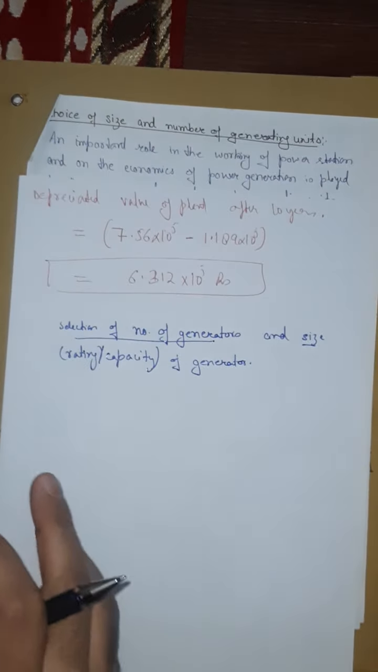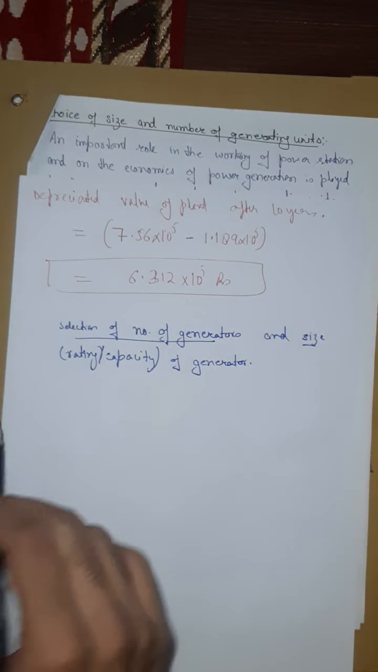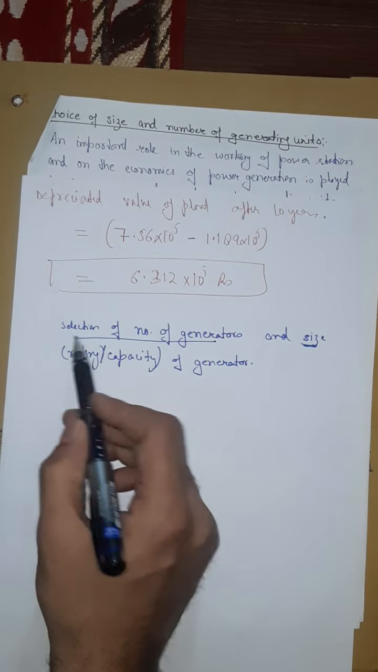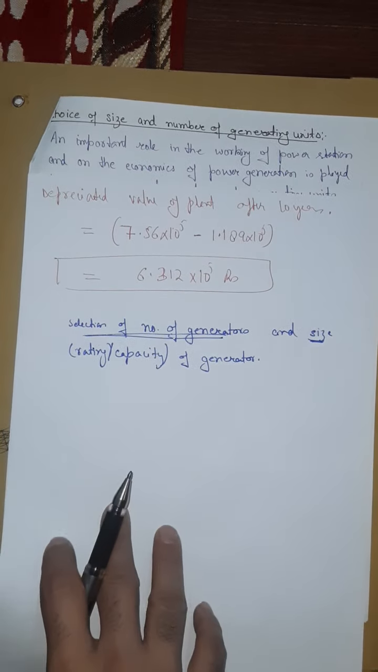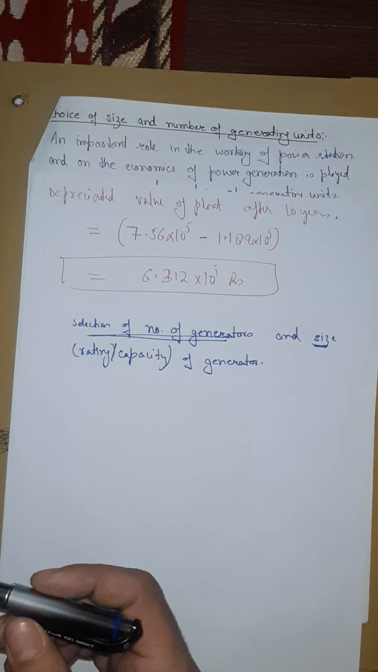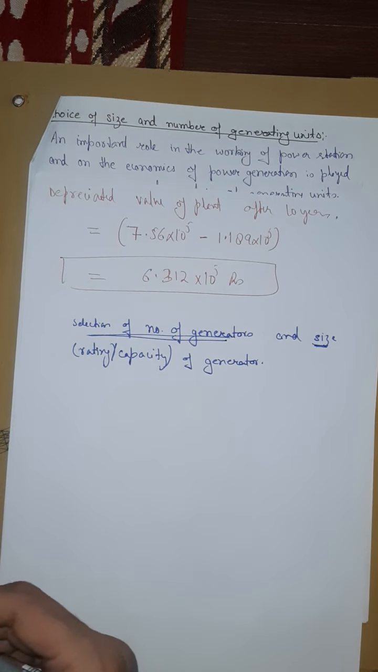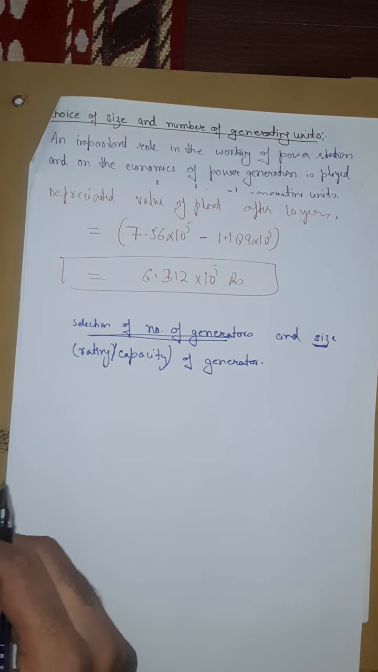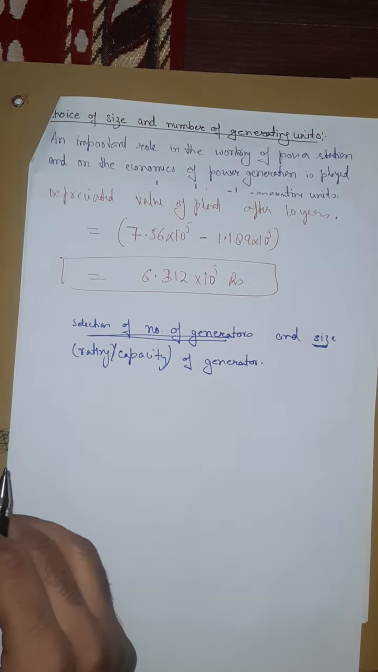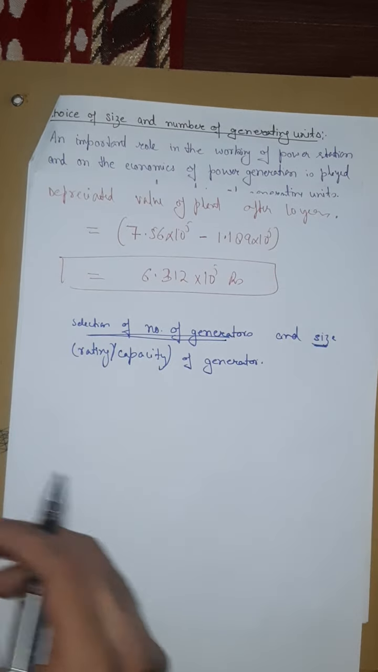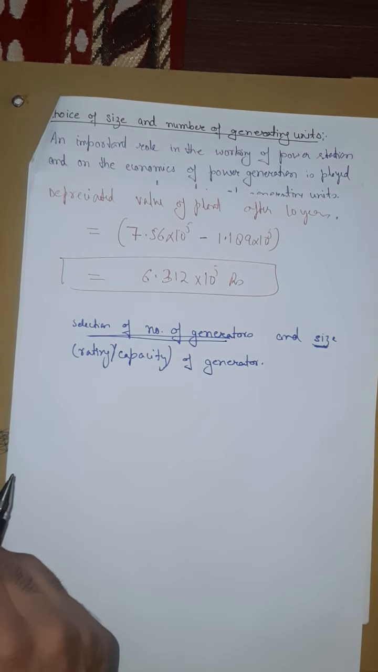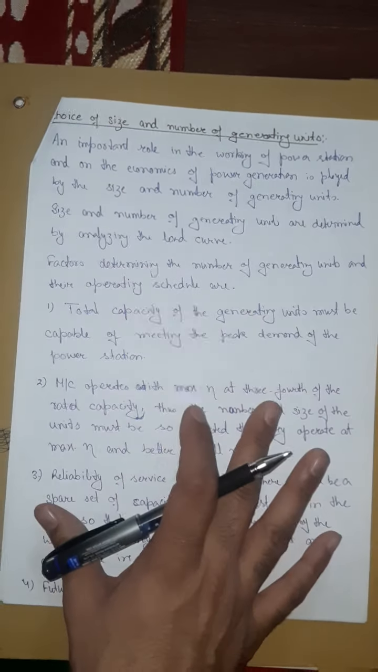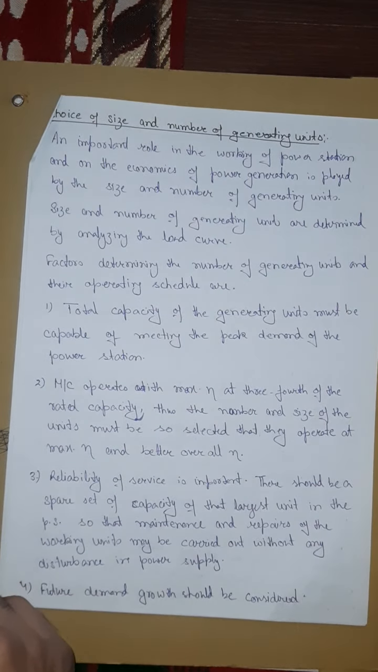So this topic is also called the choice of size and number of generating units. So basically, what factors determine the number of generating units, how many generators you should install in a power station, and what should be the capacity of the generator. So it depends upon certain factors, which I have already prepared here, and I will try to explain them one by one.